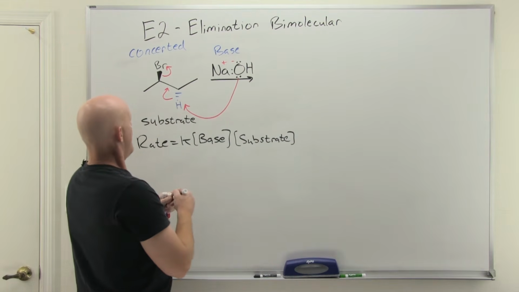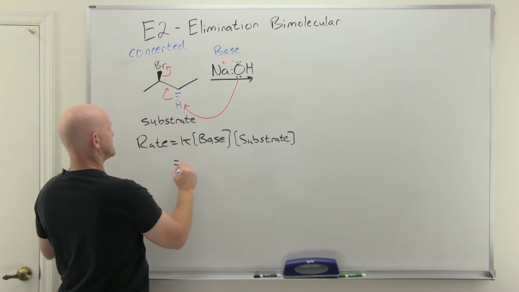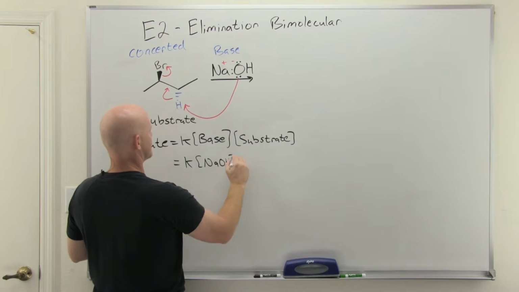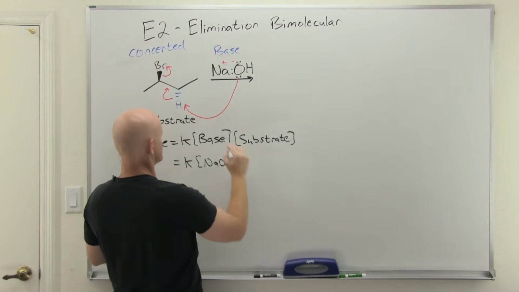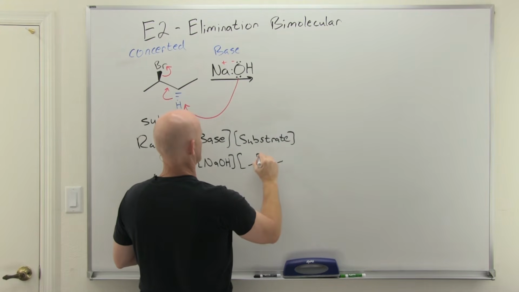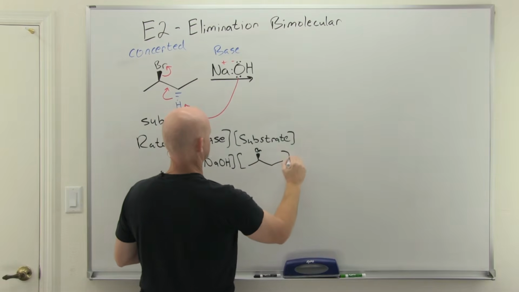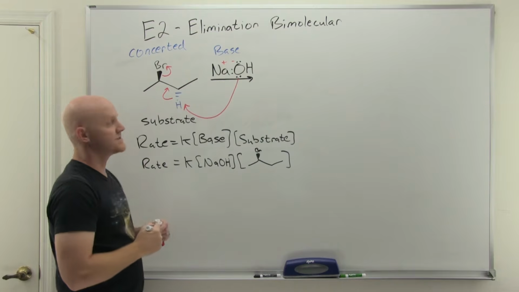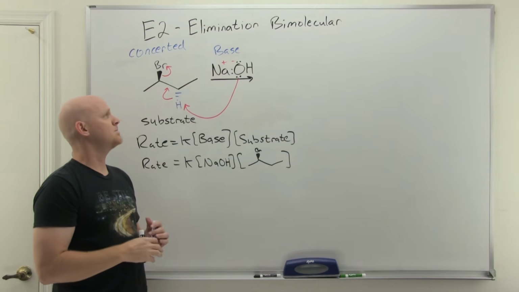So if we take a look at our specific reaction, the base is sodium hydroxide. You could just put hydroxide here. And then our substrate is 2-bromobutane here. And so there's our specific rate law for this E2 elimination.